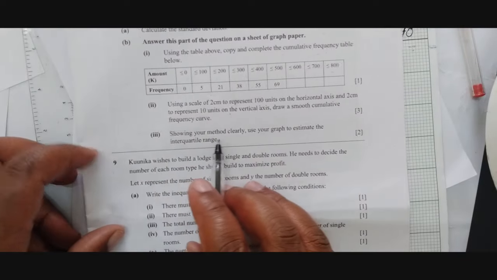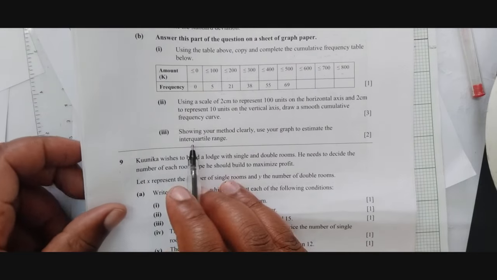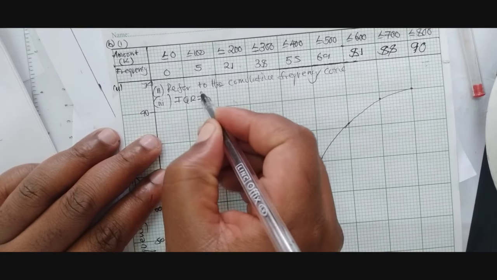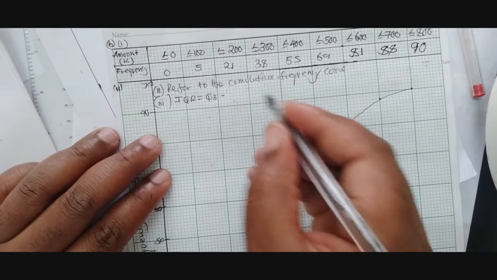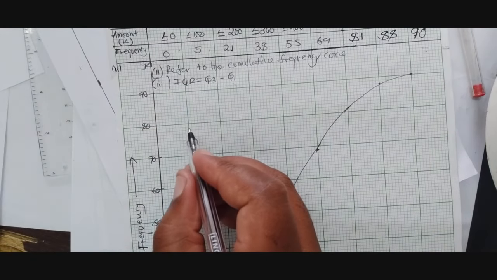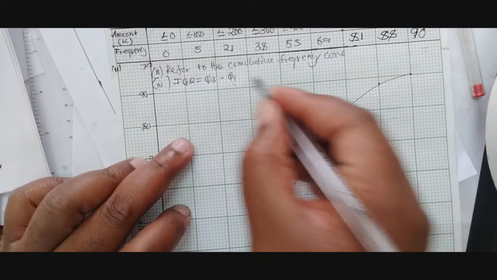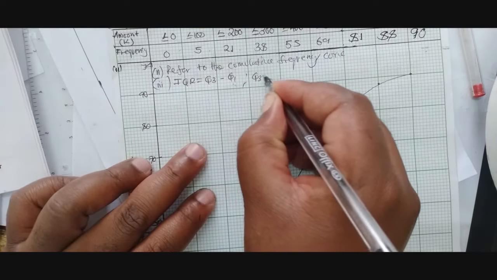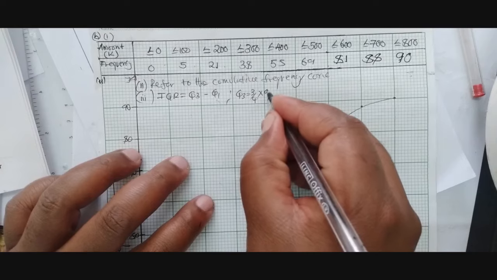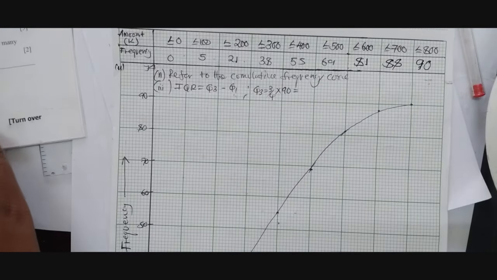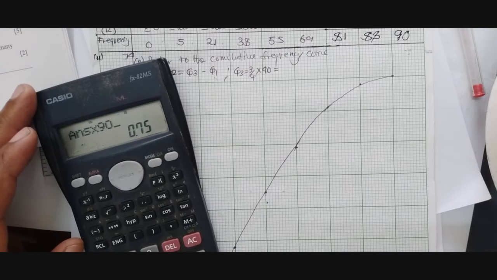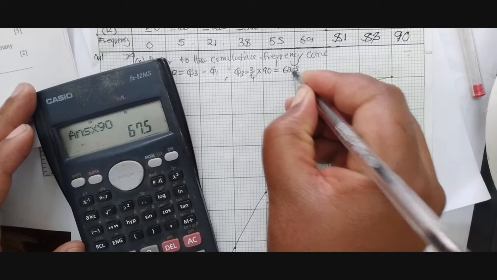Alright, then we can go to Roman numeral 3. Showing your method clearly, use your graph to estimate the interquartile range. Okay, so how do you get interquartile range? So interquartile range is equal to Q3 minus Q1. Okay, but now how do you get the Q3? So you're going to say Q3 is equal to 3 over 4 times the total frequency here, which is 90. Alright? So you can get your calculator here and say 3 divided by 4 times 90. This is 67.5.